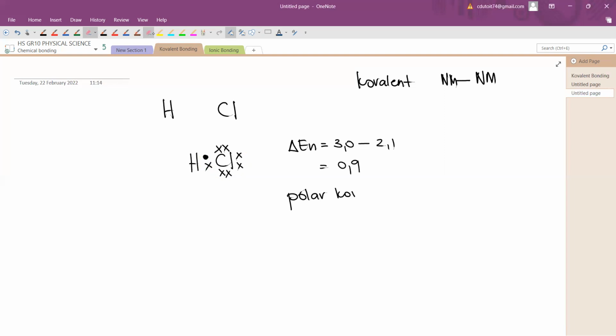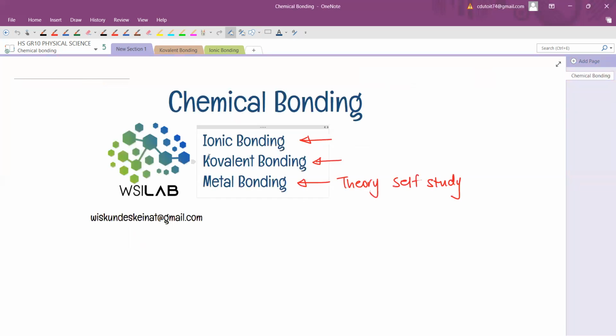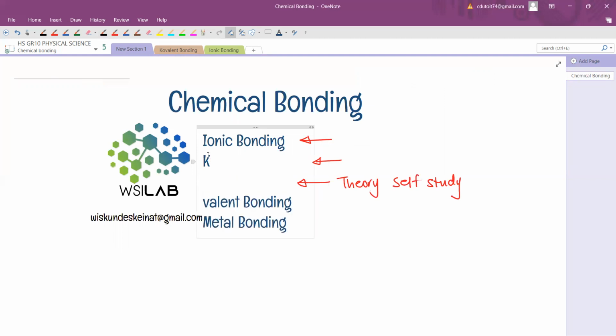Covalent with a C. I don't know why I'm writing it with a K all the time. Let me just fix this. I think I wrote it with a K. Yeah. There we go. Covalent bonding.